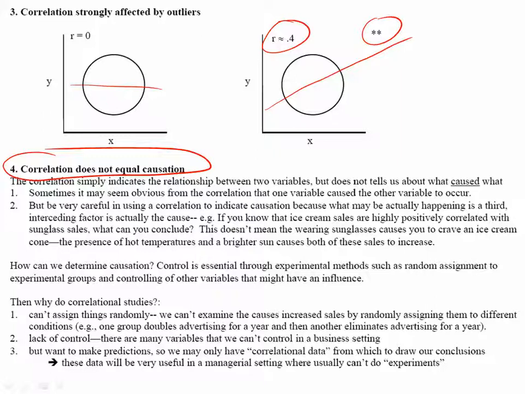And number three, correlation allows us to show relationships, but we can't make predictions. When we only have correlation data to draw our conclusions, we can only say that two variables are related, but we can't say that one is predicted by the other. This data will be very useful in a managerial setting where usually you can't do experiments. And we'll be showing you some examples in class of what we mean by that.